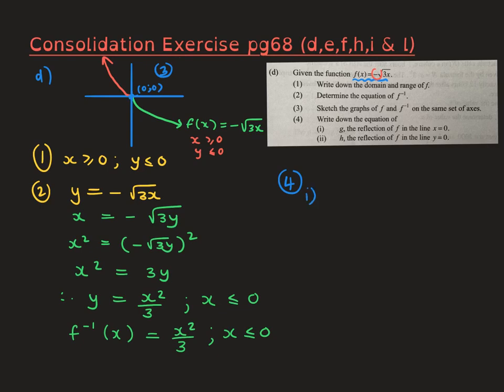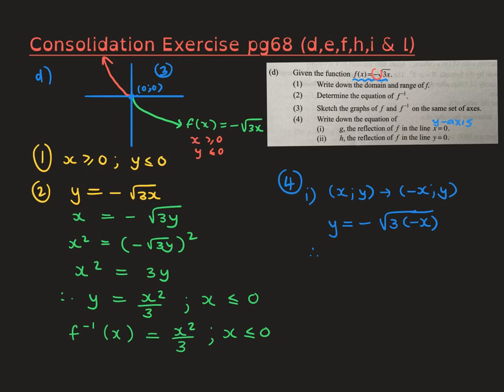The first one they want us to do is the reflection of f in the line x equals 0. Remember that that's the same as the y-axis. So when we reflect in the y-axis, the original point, we multiply the x by a negative. So we're going to have that y is equal to negative root 3 times negative x.